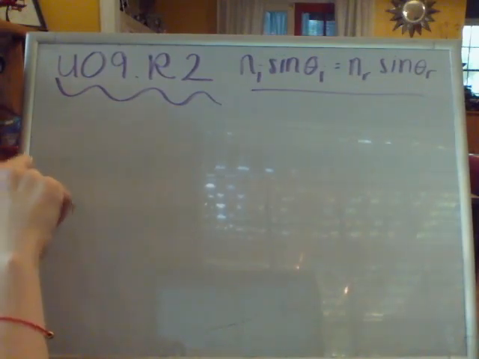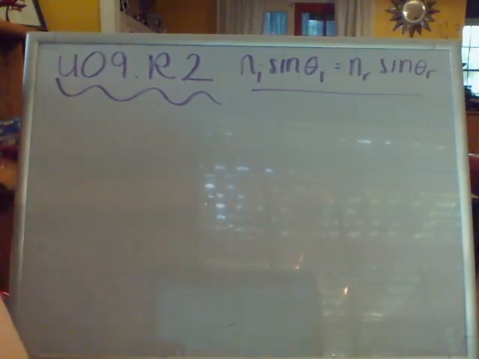So we're going to actually apply this now. We have one problem, and it's a sample problem, and it says light travels from air into an optical fiber with an index of refraction of 1.44. It says if the angle of incidence on the end of the fiber is 22 degrees, what is the angle of refraction inside the fiber?